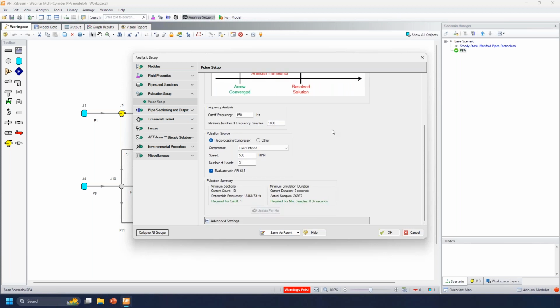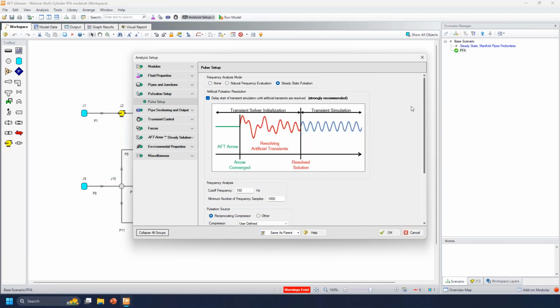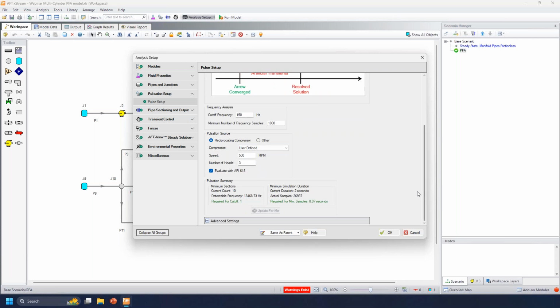And for the pulsation source, because we're modeling each cylinder separately, you want to choose the user-defined option. If we were modeling them as a single compressor junction, you could just choose the compressor from this list. And because they're separate, we need to specify the speed and number of heads. It's assuming for the number of heads here that they're evenly spaced like the parallel model. So we're essentially using 3 heads and 500 RPM as seen in the parallel, but it's the same base pulsation frequency in the series model.